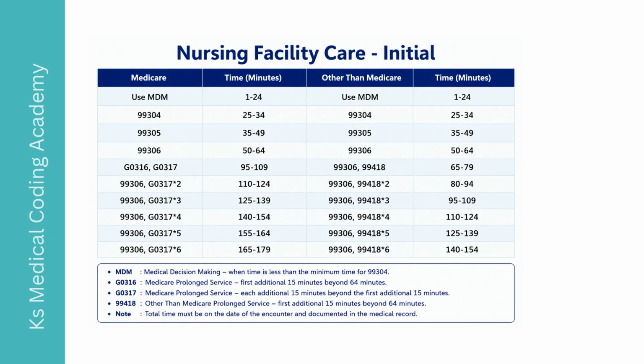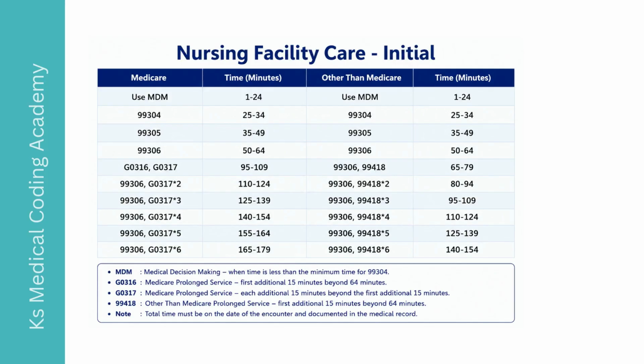For payers other than Medicare, the primary nursing facility codes remain 99304, 99305, and 99306, but the prolonged service code changes to 99418 instead of G0317. Remember that prolonged service codes are reported only when time is used as the basis for code selection, and the total time must be documented in the medical record on the date of the encounter.